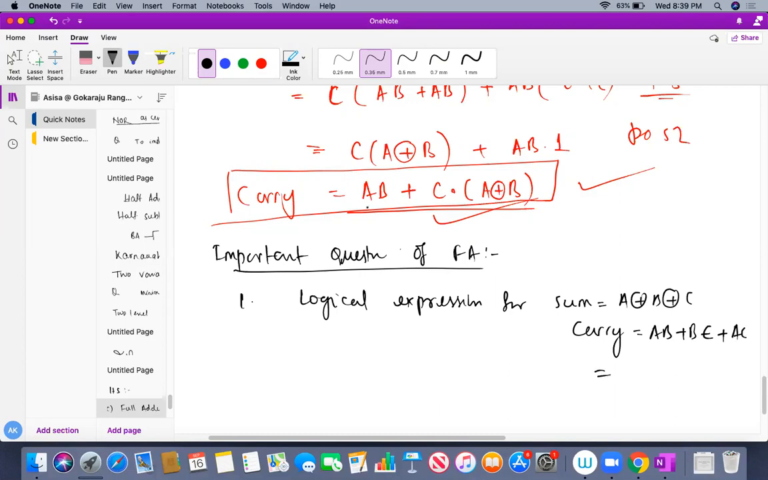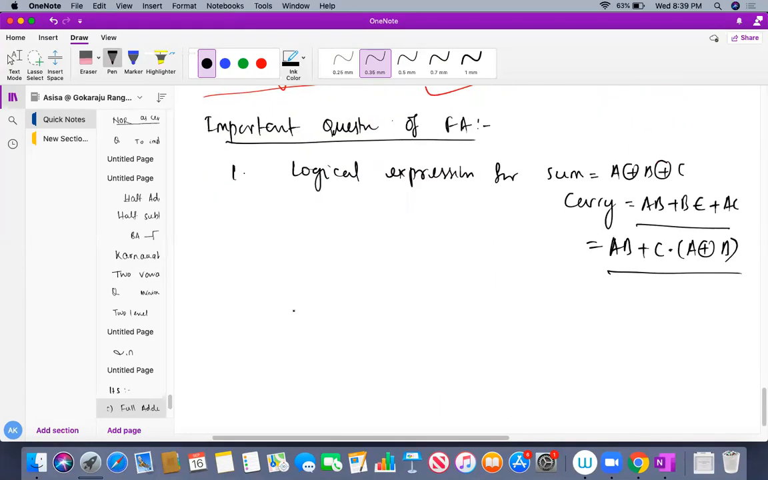Also we can have AB + C(A XOR B). Later on I will show you another equation also, don't worry students. Okay, so this is my equation, AB + C(A XOR B) is also a carry, and AB + BC + CA is also one of the carry expressions.